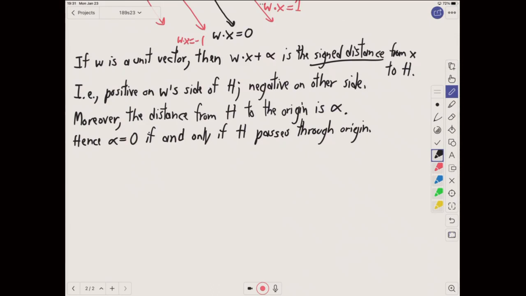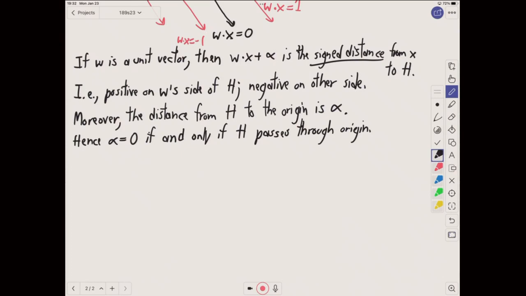Now, everything I just said, except for that last statement, is conditioned on W being a unit vector, but W does not have to be a unit vector for the classifier to work. A classifier can totally work fine for any length of W, because all we care about is the sign that we're going to get, and scaling W does not change the sign. So if W is not a unit vector, then W dot x plus alpha is not the signed distance. It's the signed distance times some positive real number, which is still going to give you the correct sign. So it still works as a classifier.